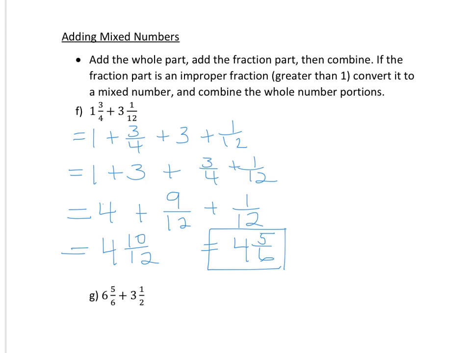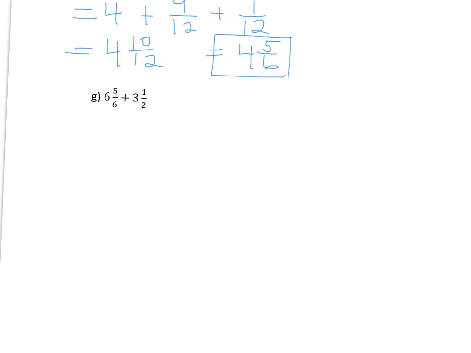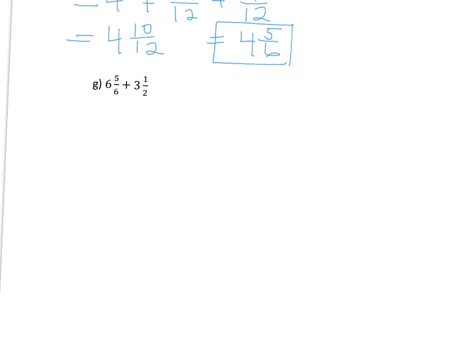Let's see what happens with question G when we try it. You might like to try it on your own, but I will warn you that something interesting is going to happen with this one. If we follow the same method as earlier, we will see that we can take apart the two parts. So we'll add the whole number parts, and then we'll add our fraction parts. So we've got 5/6 plus a half. So the whole number part, 9. Now, 2 is a factor of 6, so we can leave the 5/6 as is. Sorry about that.